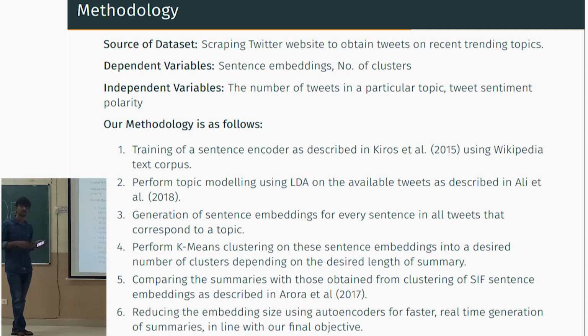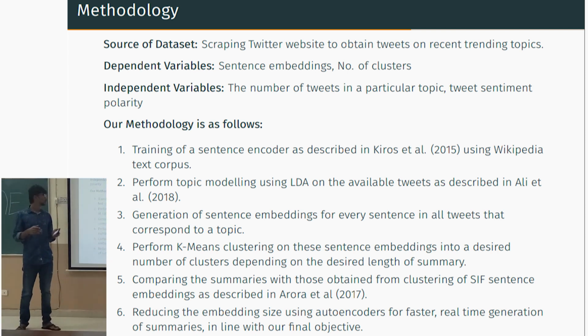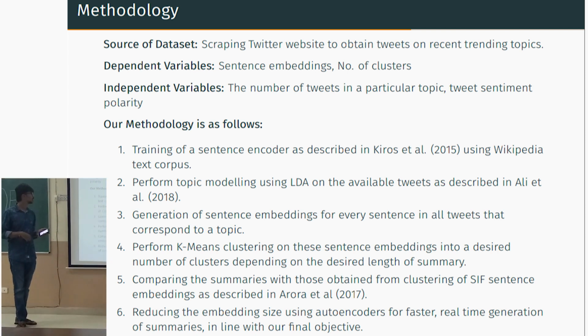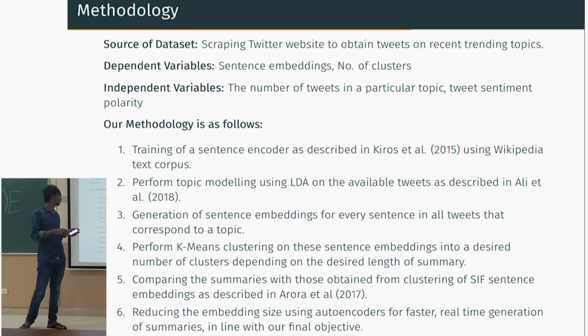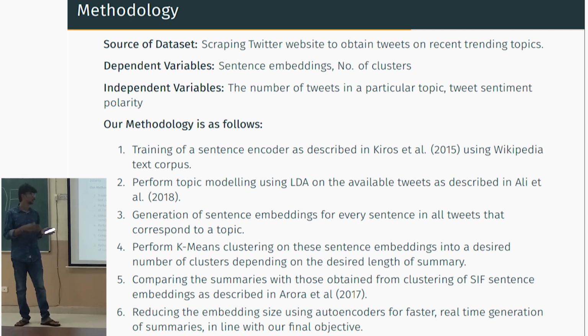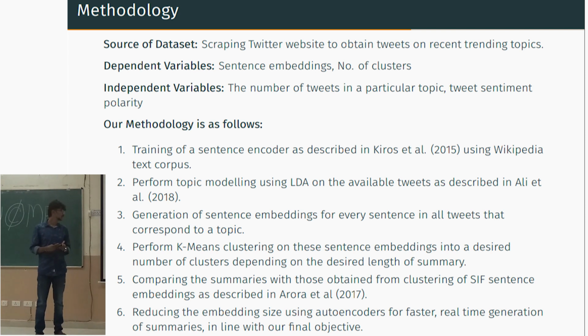Now we'll discuss the steps involved in the methodology. Here we go. The first step is training of a sentence encoder as described. The second one is performing topic modeling, using the extraction of a topic from the particular tweets. The third one is the generation of sentence embeddings for every sentence in all the tweets. Then comes comparing the summaries with those obtained from the clustering of sentence embeddings. And the sixth one is reducing the embedding size using autoencoders.